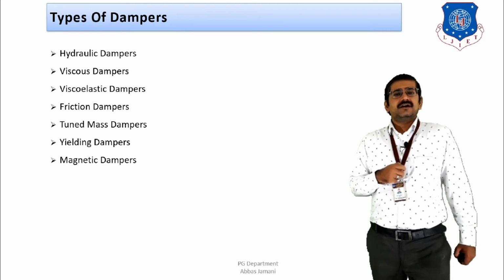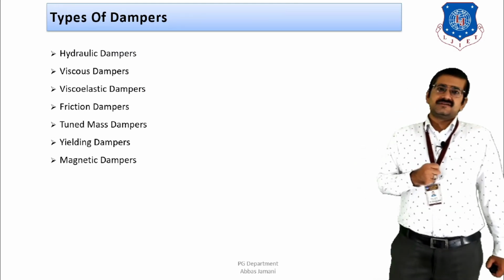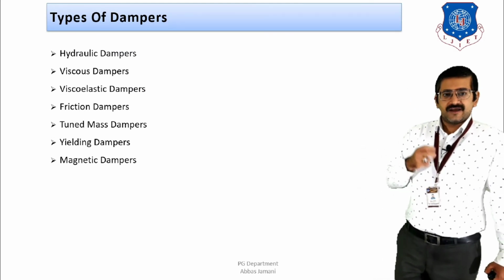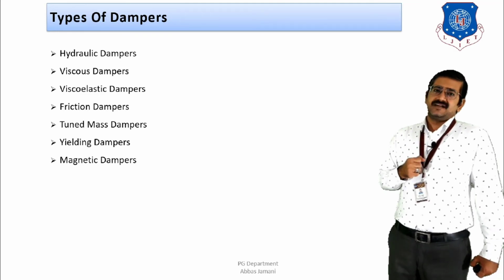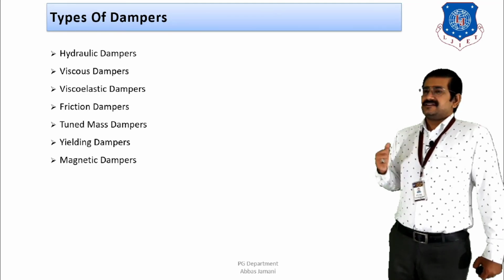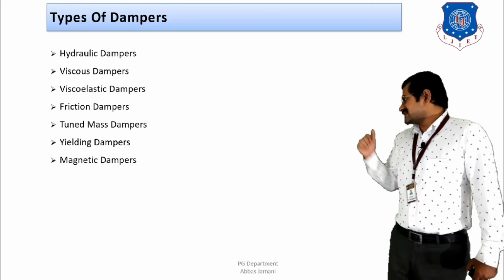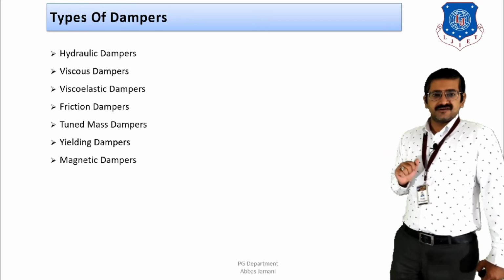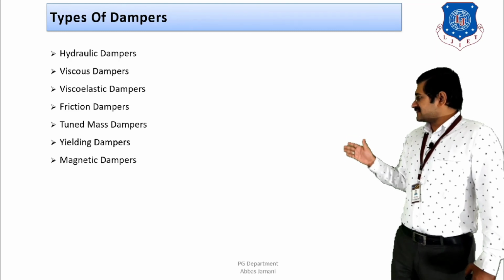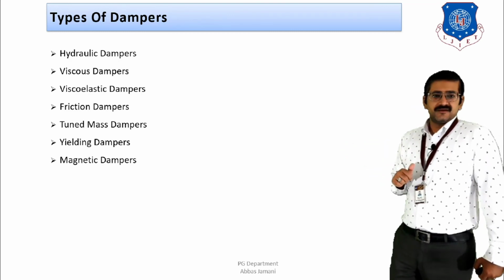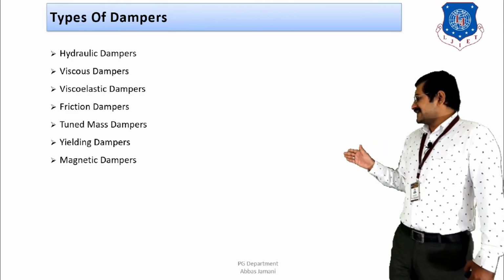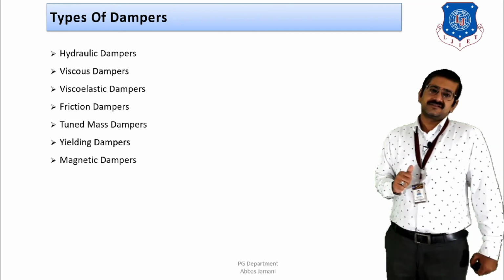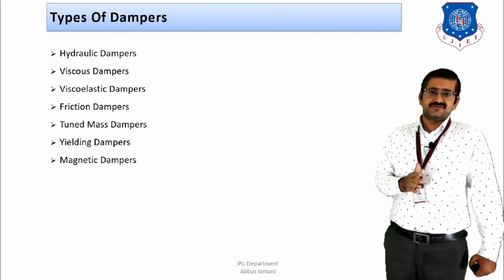And lastly, we look at the different types of dampers. So here I have listed down 7 types of dampers that we are going to discuss, where the first damper is known as the hydraulic damper, second is the viscous damper, third is the viscoelastic damper, fourth is the friction damper, fifth is the tuned mass damper, sixth is the yielding damper, and seventh is the magnetic damper. Right? So these are all 7 different types of dampers.